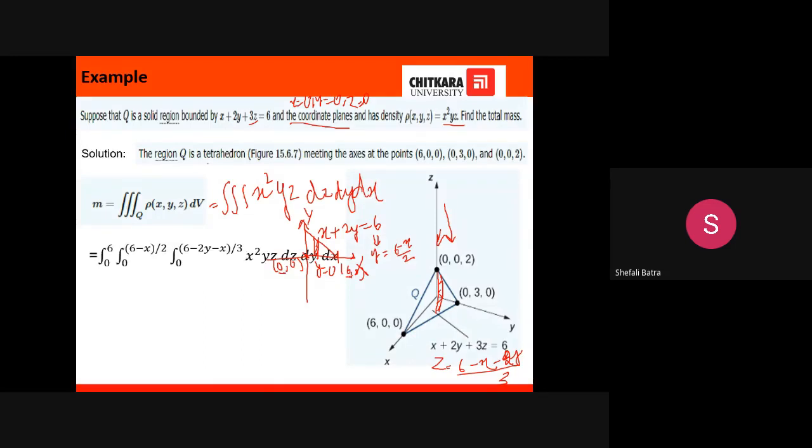So now I'll show you the limit. z is 0 to 6 minus 2y upon 3, the limit of y is 0 to 6 minus x upon 2, and the limit of x would be 0 to 6. Is it right? So this is the mass. You will evaluate this integral and the answer would be 108 upon 35.